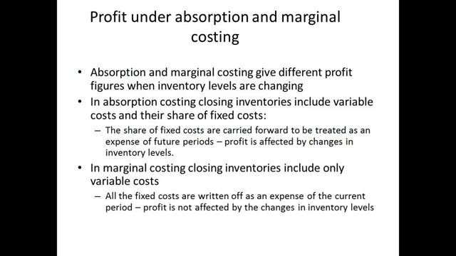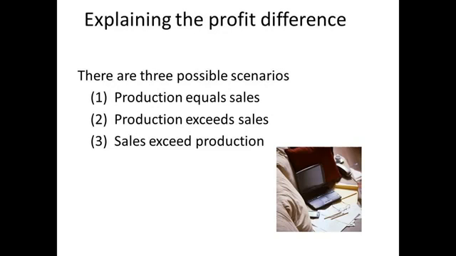The differences in gross profits occur when the inventory levels are changing, since the inventory for absorption costing includes variable costs and the share of fixed costs. The value of inventory for marginal costs only includes the variable cost. This means, in absorption costing, a share of fixed costs will be carried forward and treated as an expense in future periods, whilst for marginal costing all the fixed costs are an expense of the current period.